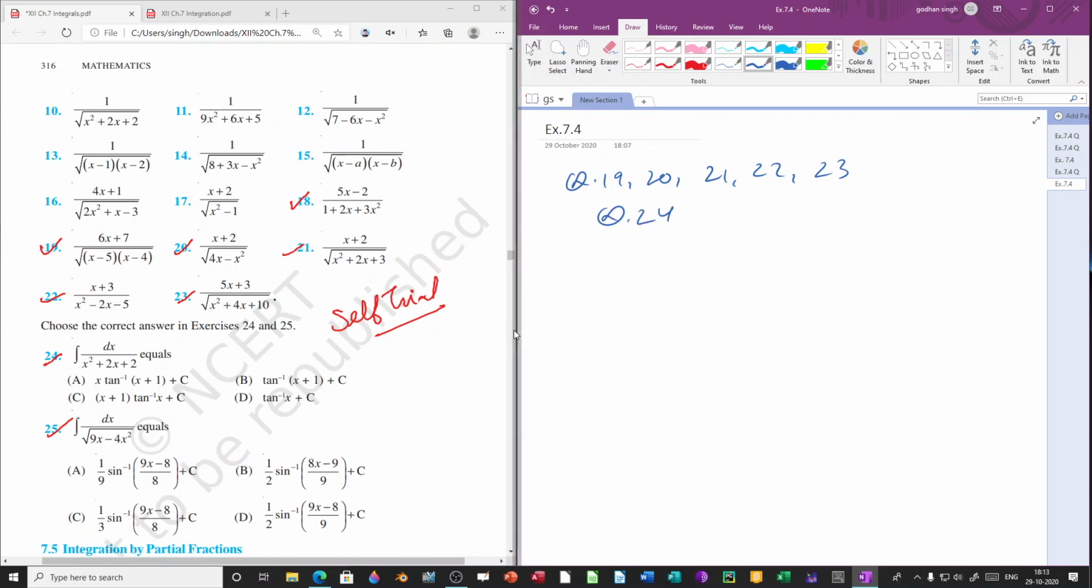This question number 25 is a very simple one. In the same way, first of all we will make the coefficient of x square 1, though it is not 1, but we can make it, and then you can write the denominator as a sum of perfect squares and then integrate it. So this is how you will do all these questions from question number 19 till 25. And with this the exercise is complete.